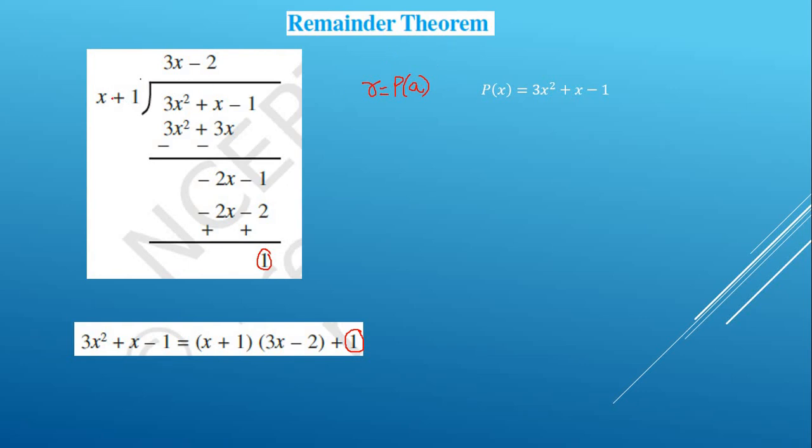remainder. So for the remainder, what we will do: x plus 1, which was the divisor polynomial, we will put equal to 0. So it will come x equals to minus 1. So to find r, we will put a as minus 1. Alright, so putting a equal to minus 1, we will get the remainder as 1. So instead of solving this, we can find the remainder directly when we have the dividend polynomial and the divisor polynomial.